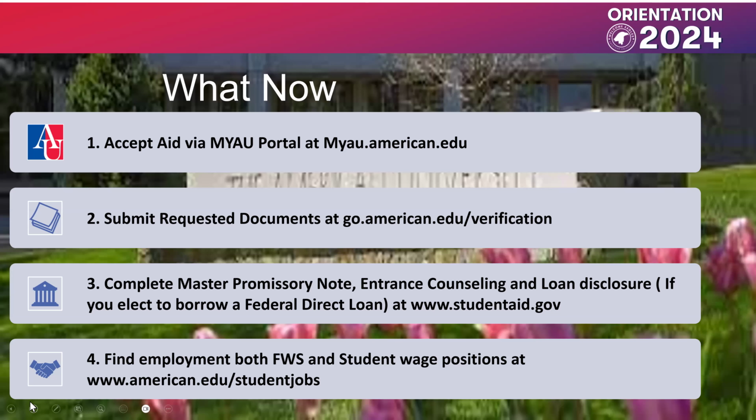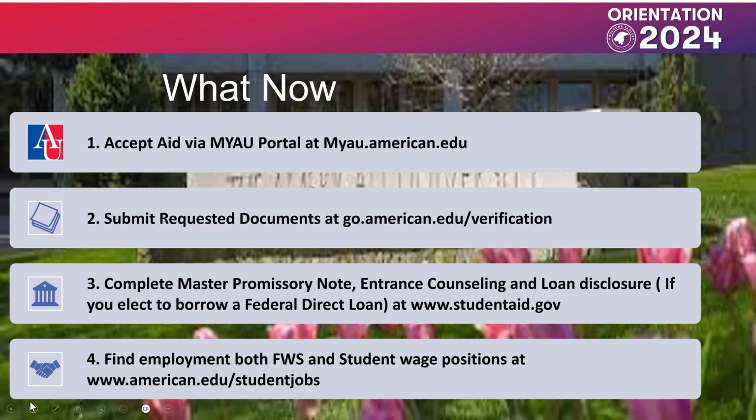What should you be doing right now? If you haven't already done this, this is super, super important. You need to go to the MyAU portal, myau.american.edu, log in using your AU credentials, and accept or decline your financial aid. If you haven't accepted your financial aid, when you get a bill in the next week, because bills will be going out the 1st of July, it'll appear as if you owe the whole amount due.